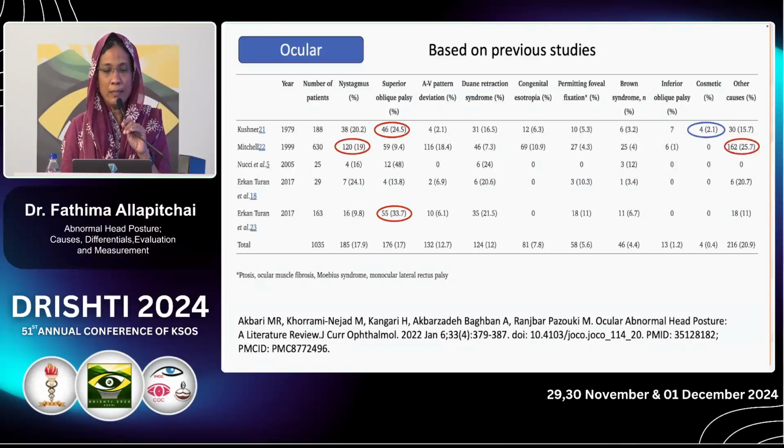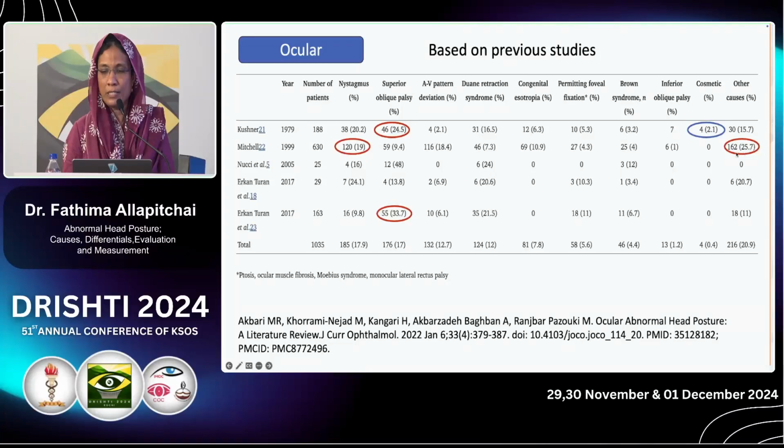Based on the previous studies, in a review of literature, if you note the causes for anomalous head posture, we could find there are multiple types of concomitant squints. Among that, superior oblique palsy ranks first, and nystagmus is the predominant cause in another study. And interestingly, Dr. Burton Kushner had shown 4 cases of cosmetic abnormal head posture, to hide a conjunctival scar or some palpebral fissure changes.